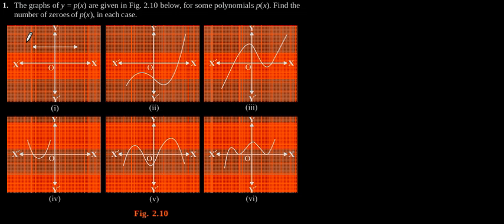Exercise 2.1, question number 1. The graphs of y equals p(x) are given in figure 2.10 below for some polynomial p(x). Find the number of zeros of p(x) in each case.